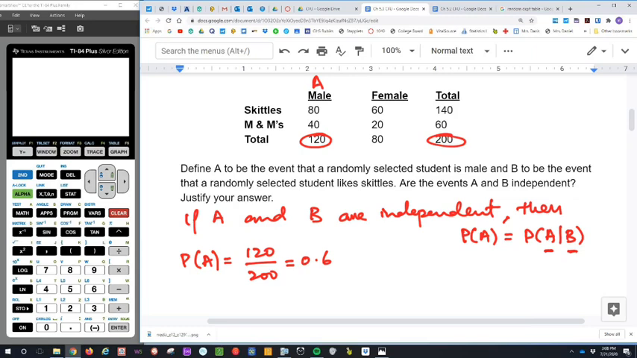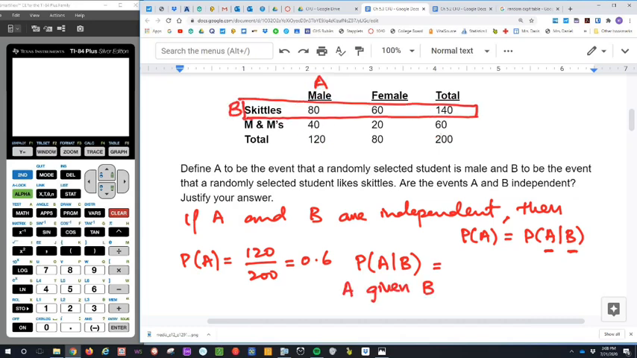Now, the next one is a little bit tricky. What is the probability of A given that B happens? Given that the student chosen actually likes Skittles, what is the probability that the student is male? That's how it's written and interpreted as A given B.